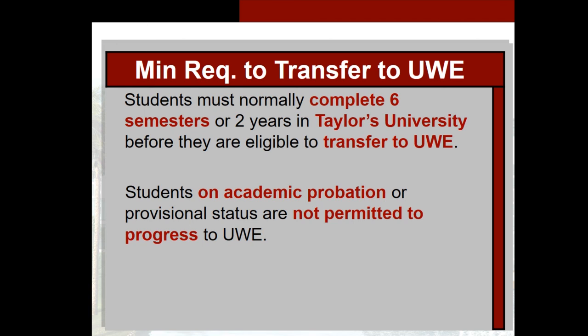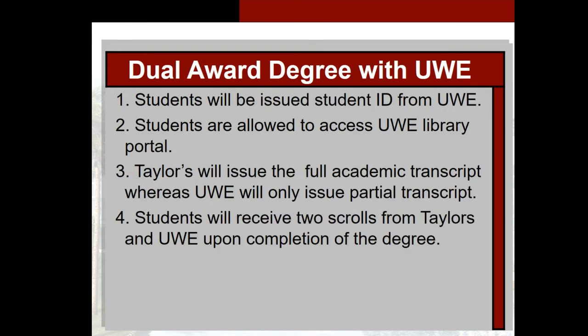Dual award degree with UWE. Students will be issued a student ID from UWE. You are allowed to access the UWE library portal. Taylor's will issue the full academic transcript, whereas UWE will only issue a partial transcript. Students will receive 2 scrolls from Taylor's and UWE upon completion of the degree.